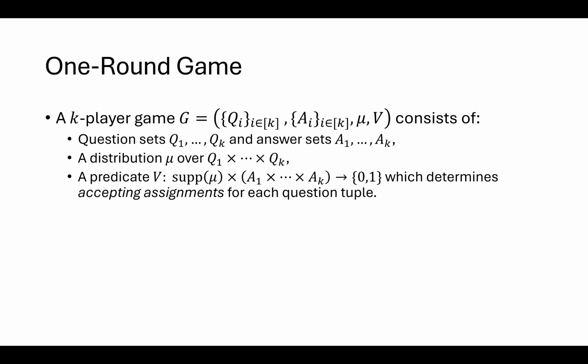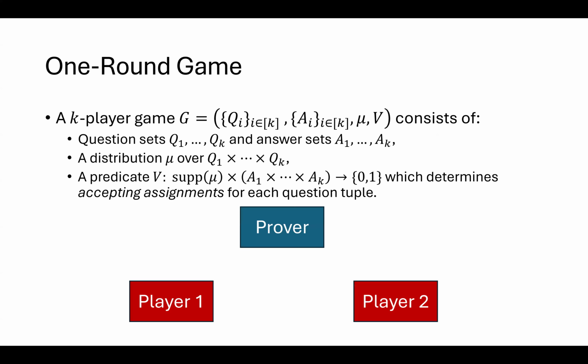Q1 cross dot dot dot cross Qk. And finally, we have a predicate V, which takes as inputs an element in the support of mu, so a tuple of k questions, as well as k answers, and it maps to 0 or 1. When the predicate maps to 0, that means it's not an accepting assignment. And when it maps to 1, that means the answers are an accepting set of assignments for the corresponding question tuple. So let me give an example.